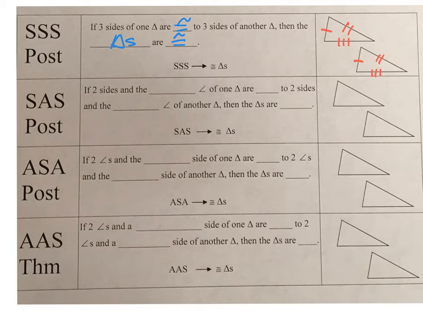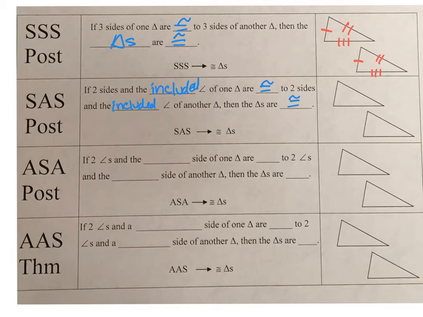Okay, our second postulate, called the side-angle-side postulate, says if two sides and the included angle of one triangle are congruent to two sides and the included angle of another triangle, that is enough to guarantee that the two triangles are congruent.